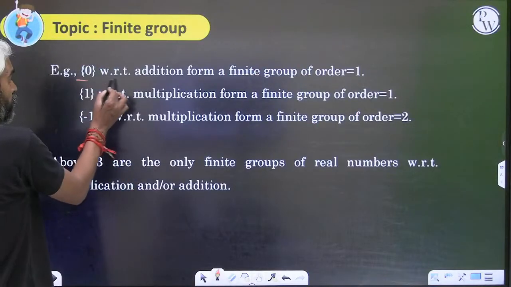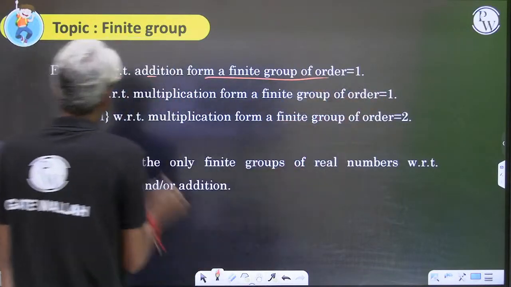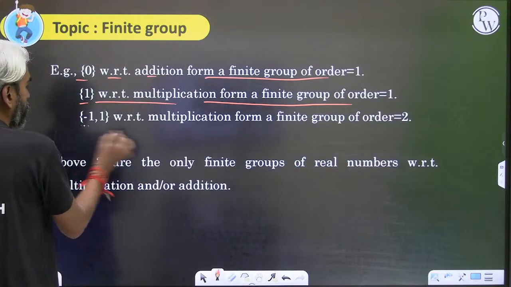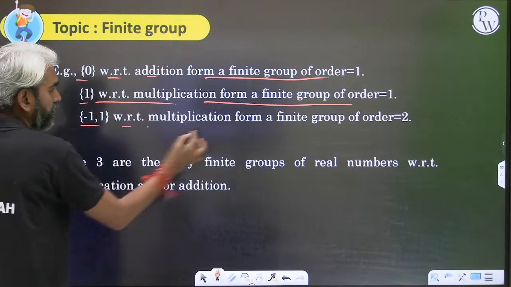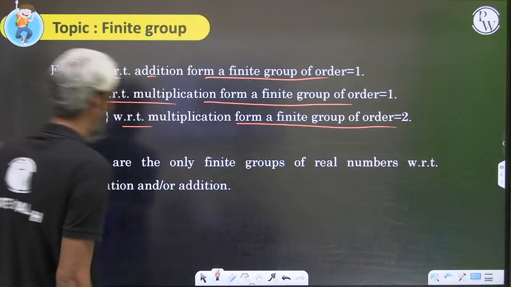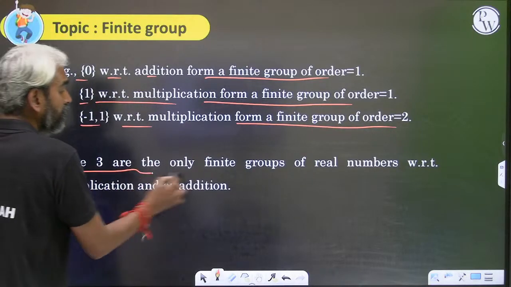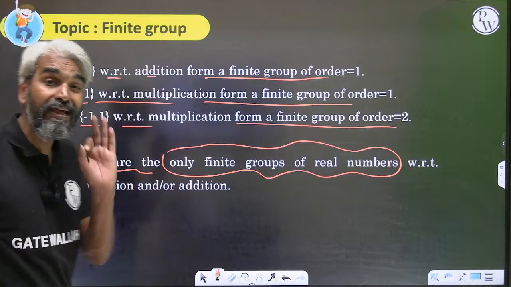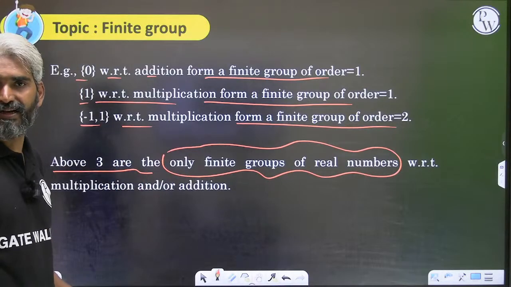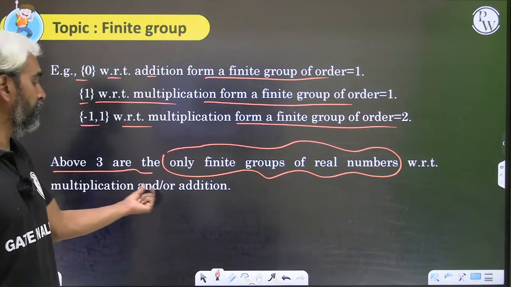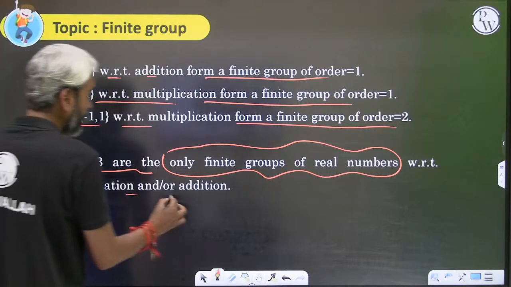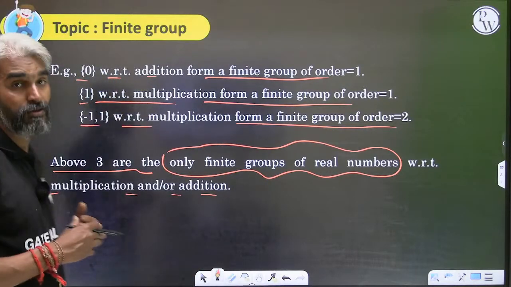So 0 with respect to addition forms a finite group of order 1, 1 with respect to multiplication forms a finite group of order 1, and -1, 1 with respect to multiplication forms a finite group of order 2. Now, the above 3 are the only finite groups of real numbers. We don't have any other finite group of real numbers with respect to multiplication and or addition. So then what do we need to do?